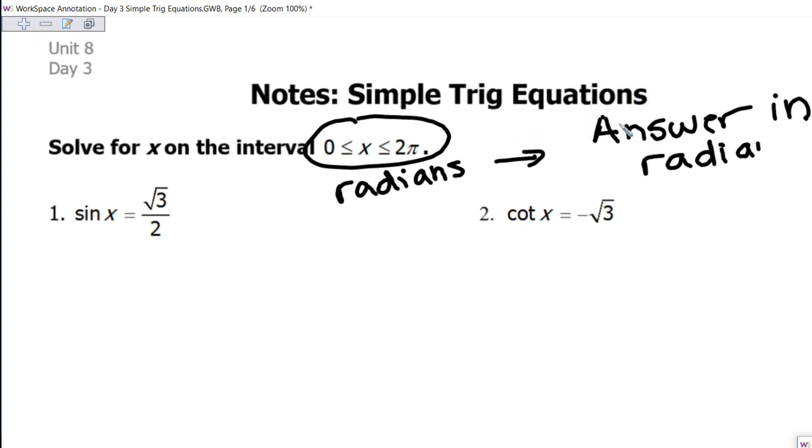And since our answers need to be in radians, make sure your calculator is already in radian mode. So you do have to have a calculator today. So make sure right now that your calculator is in radian mode.